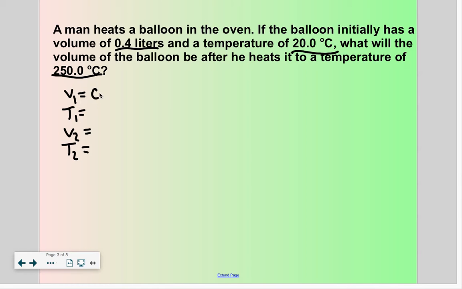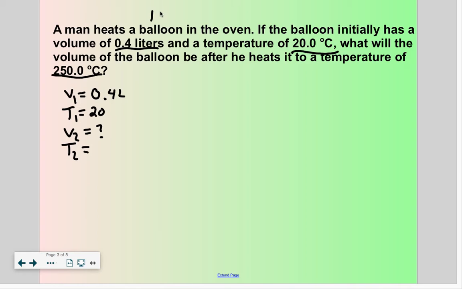Alright, so volumes, these ones are easy. 0.4 liters, and the other volume is what we'll be looking for. The temperatures, on the other hand, we got some issues because they're in Celsius. So this one's 20 degrees Celsius. And so do you guys remember how to go from Celsius to Kelvin? I'll go ahead and write it on the top here.